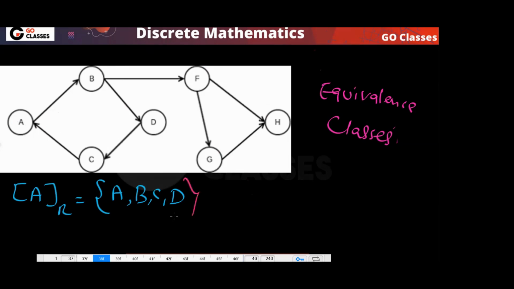We got the equivalence class of A. This is also the equivalence class of B, this is also the equivalence class of B, this is also the equivalence class of C, and this is also the equivalence class of D. This you already know. So these equivalence classes we got.